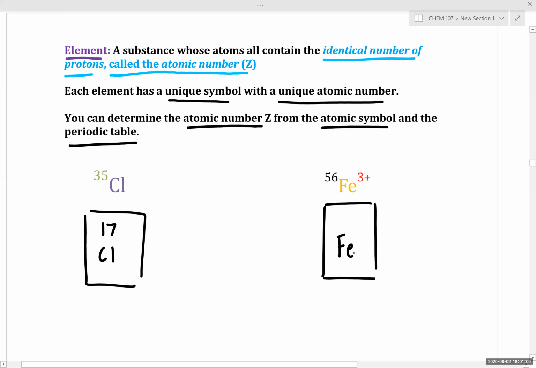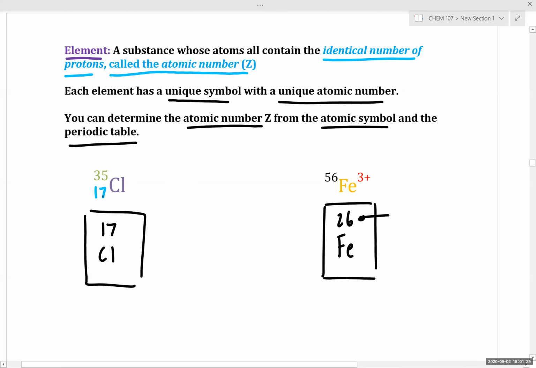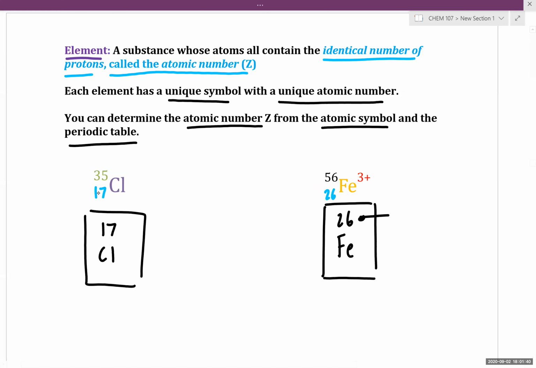For iron, would someone like to look in their copy of the periodic table and find the atomic number for iron? You're given a periodic table earlier on in these notes. And yes, the atomic number for iron is in fact 26, because the atomic number is the number above the symbol in the periodic table. Okay, perfect. So we can fill in the atomic number. And remember, each unique element has a unique atomic number. Wonderful.